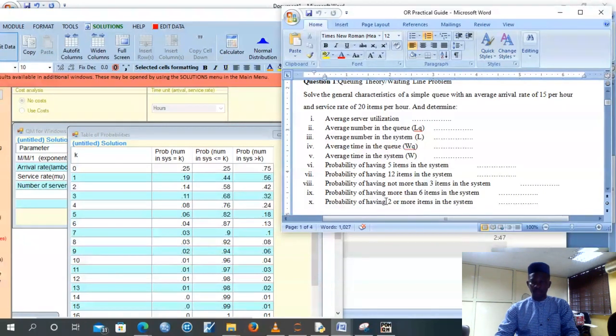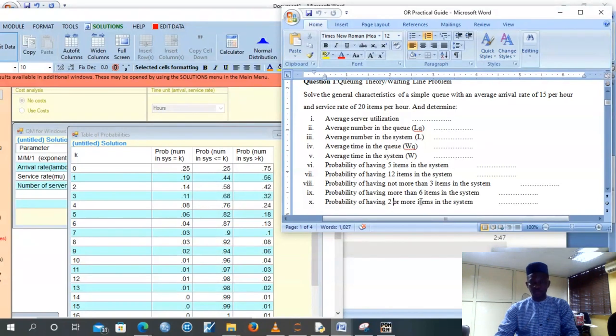Then the last part is probability of having 2 or more. If we say 2 or more, it includes 2, then 3, and the like. So it's probability of greater than or equal to 2. But in this case, we don't have something like greater than or equal to k. So it will be probability of greater than 2 plus probability of 2. Probability of greater than 2 is 0.42, and probability of equal to 2 is 0.14. So it is 0.42 plus 0.14, which is 0.56.